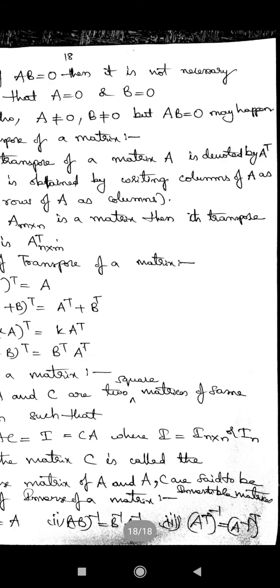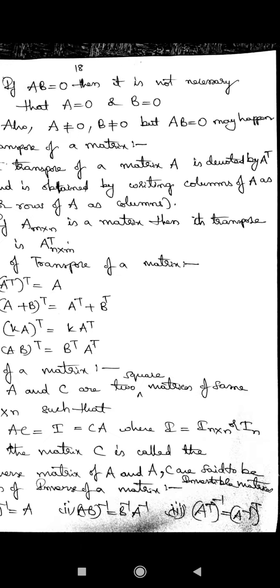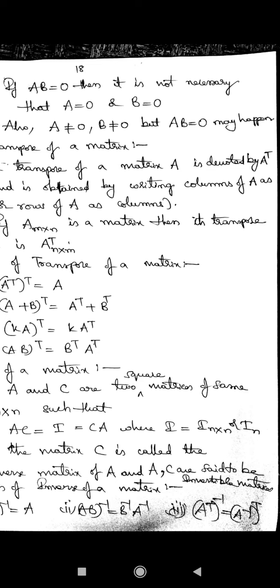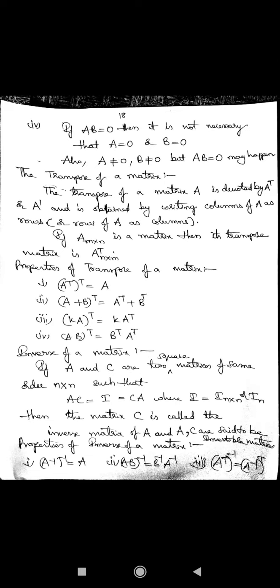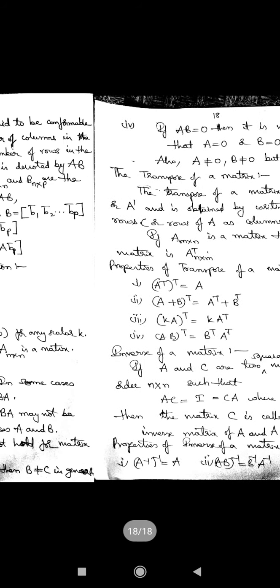And the third property says that (A transpose) inverse is equal to (A inverse) transpose. That means the inverse of the transpose of a matrix A is equal to the transpose of the inverse of the matrix A. So whether we find the transpose first and then the inverse, or find the inverse first and then transpose it, they are one and the same. There is no difference between finding the transpose first or the inverse first. Whatever be the order of finding them, they are one and the same.